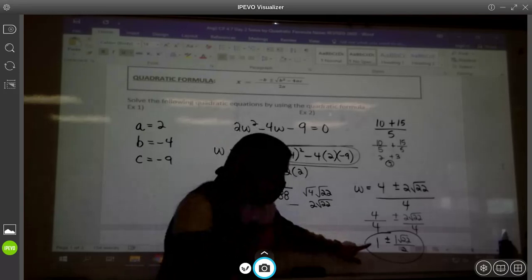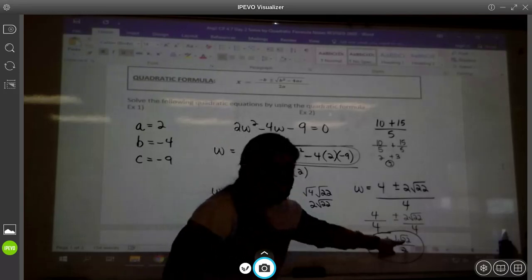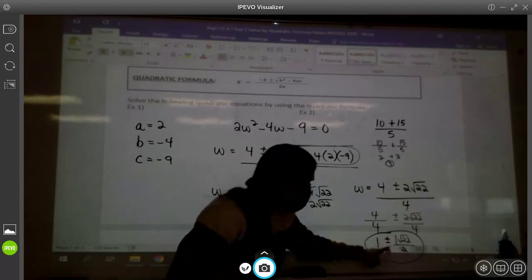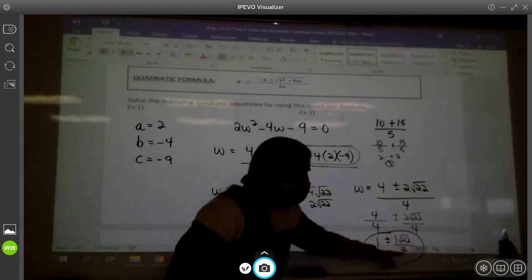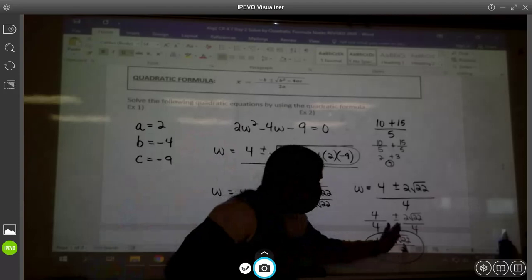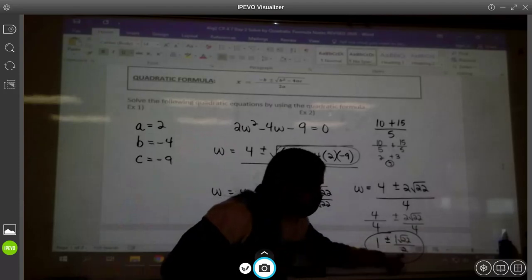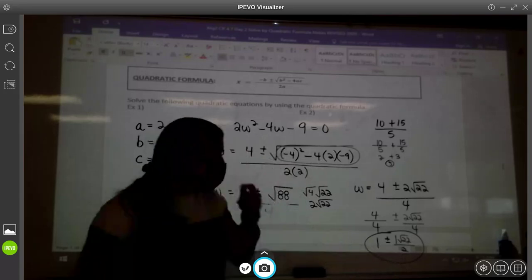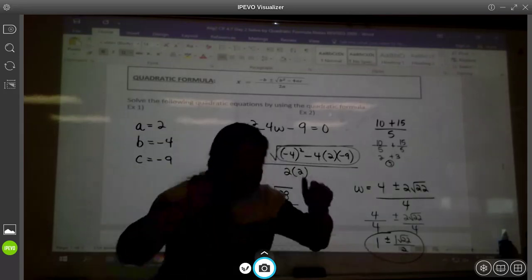So one answer is when I take 1 and I add it with the square root of 22 divided by 2. My second answer is when I take 1 and subtract the square root of 22 divided by 2. But guys, if you notice, it's only the square root of 22 who's being divided by 2 now. This is no longer a fraction. So I'm going to type this into Delta Math and hope for my green check.